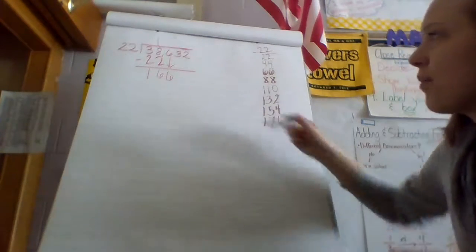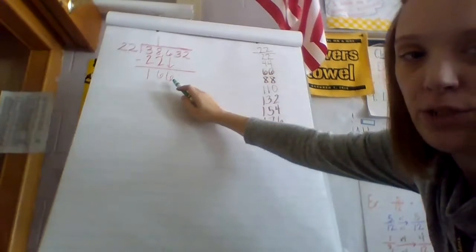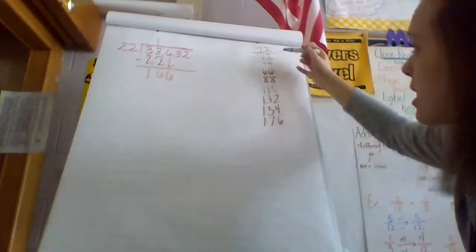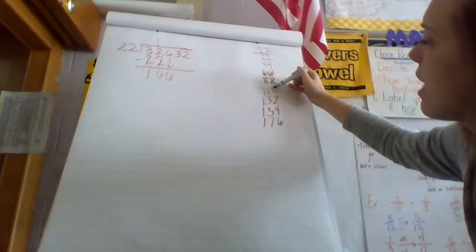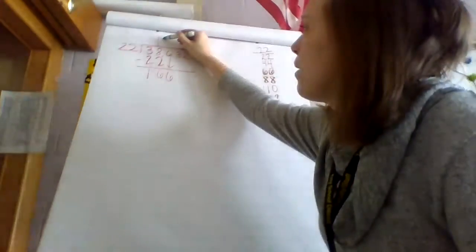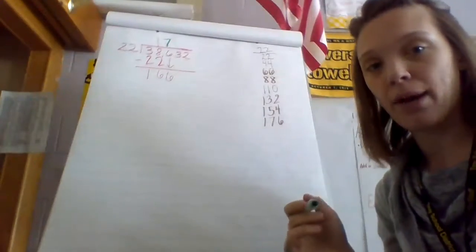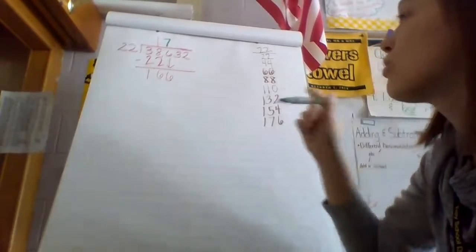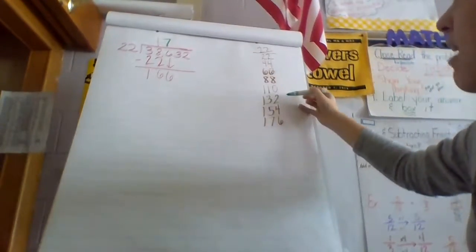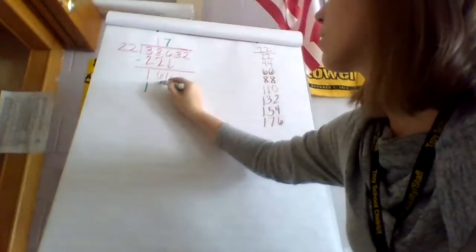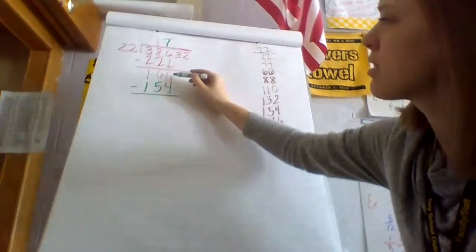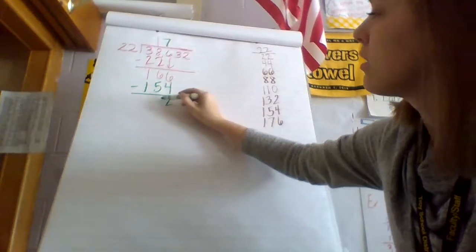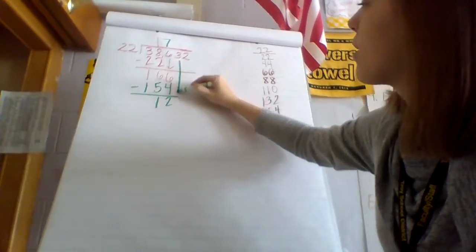All right, so here we go. How many times can I multiply 22 to get me close to 166? Well, 22 times 1, times 2, times 3, times 4, times 5, times 6, times 7, because we don't want to go over that number. So 22 times 7 is 154. I'm going to subtract. Bring down my 3.